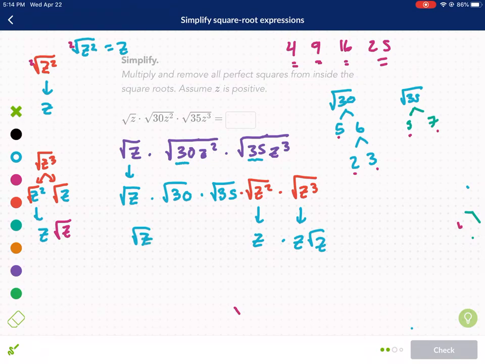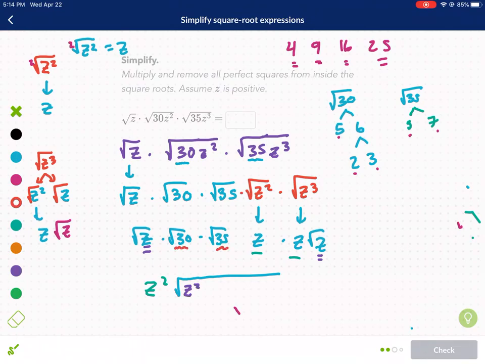So if I put it all together, I only have 2 things that can come outside of the radical for now, and that is the 2 z's, z times z. So I'm going to get z squared when I do that. Now what I'm going to do is multiply everything underneath the radical. What happens when I do that? Well, I do z times z here in purple, these 2 z's underneath the radical, and I'm going to get z squared.